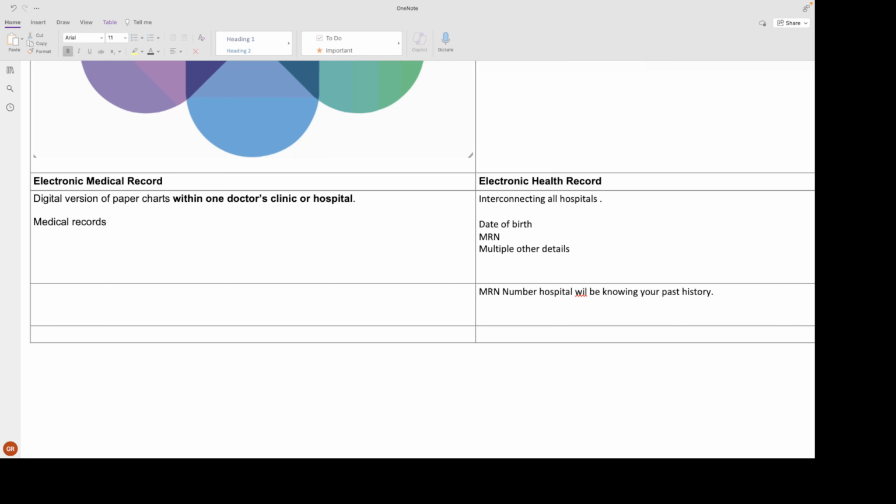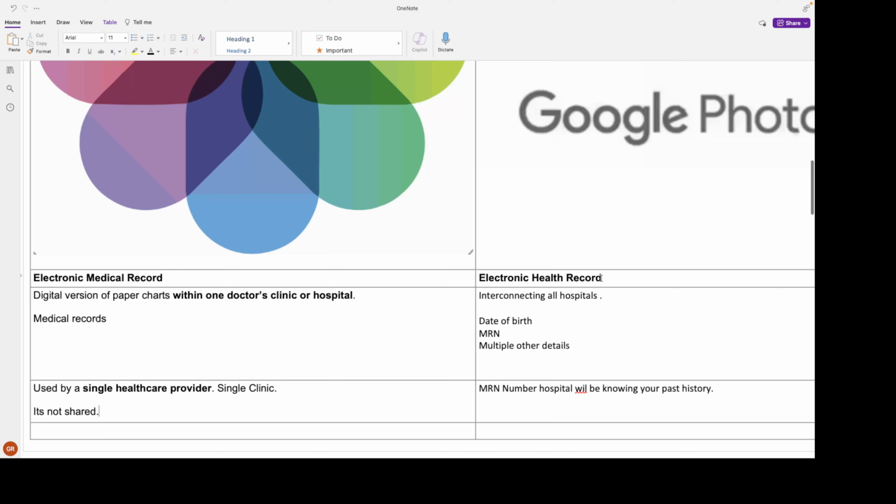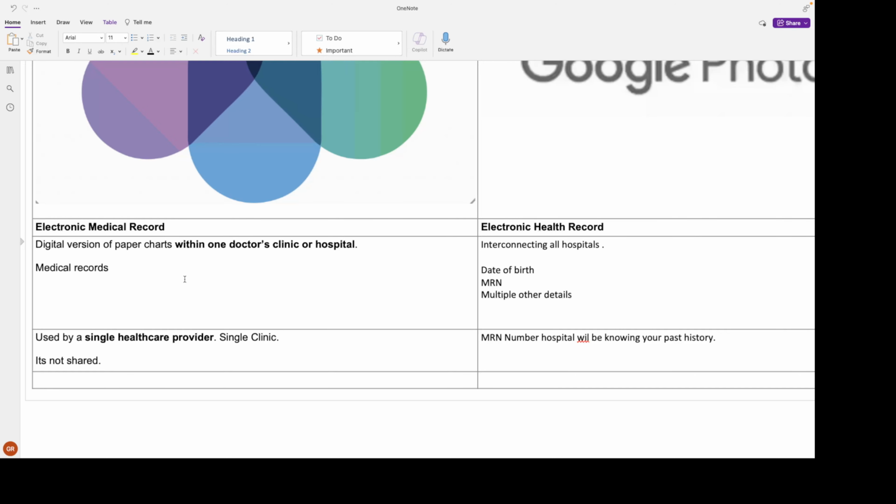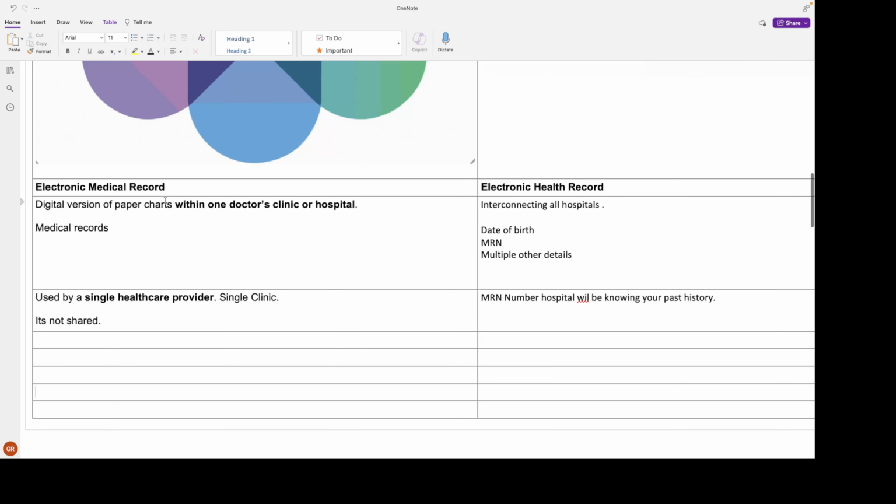But for the EMR, it is just within that particular clinic. So it will be a single healthcare provider or a single clinic. It would be a single record of yours internal to that particular hospital. It's not shared at all. So when someone is discussing EMR and EHR in your interviews or while you're working, this is a major difference. Many of them will not get to know and will be questioning what is EMR and EHR and face a lot of problems. So it's a very simple and direct answer: EMR is private, EHR is shared across different hospitals and clinics.